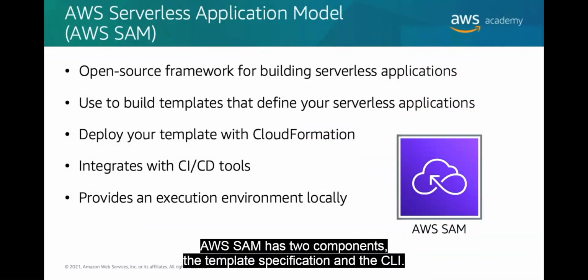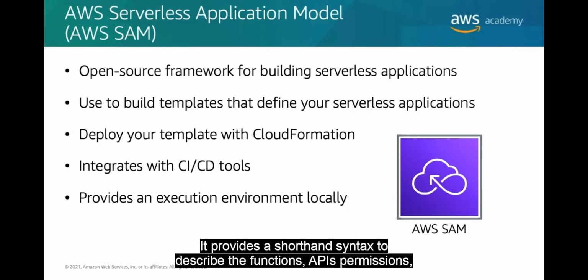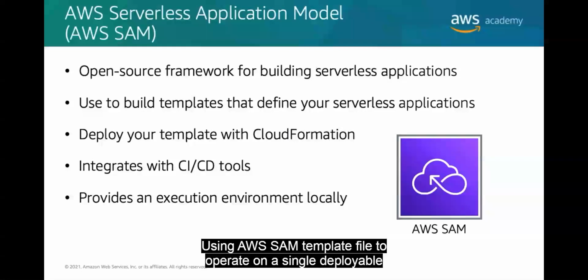AWS SAM has two components: the template specification and the CLI. Let's take a closer look at these components. The template specification defines your serverless application. It provides a shorthand syntax to describe the functions, APIs, permissions, configurations, and events that make up a serverless application. Use an AWS SAM template file to operate on a single deployable, versioned entity that is your serverless application.